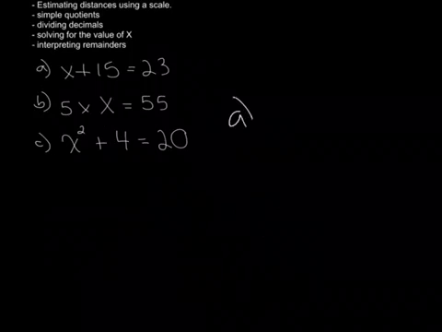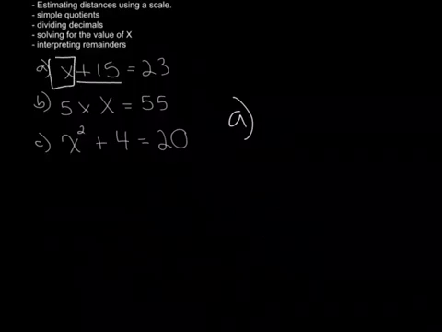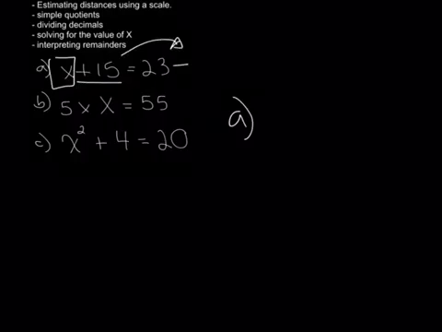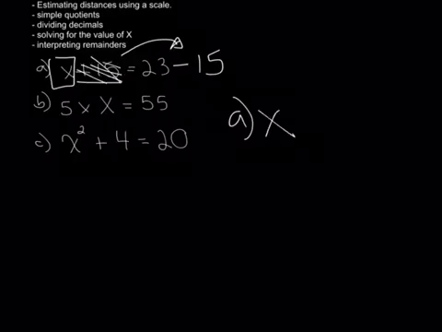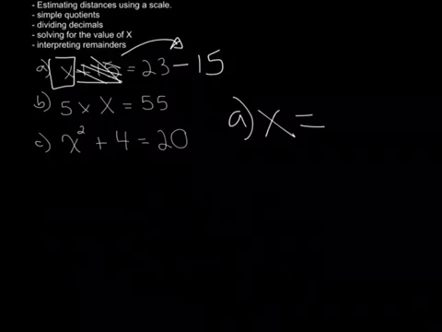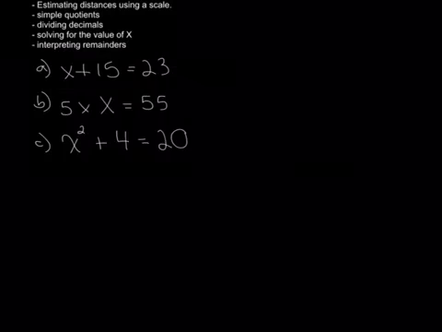So for A, we first must isolate the variable, and we have to invert the operation. On this side, we have addition, so we must bring it over here and do the opposite, which would be subtraction. So we get rid of it here, and now our new equation looks like this. X equals 23 minus 15, right? Oh, x equals 8. That's A. B.